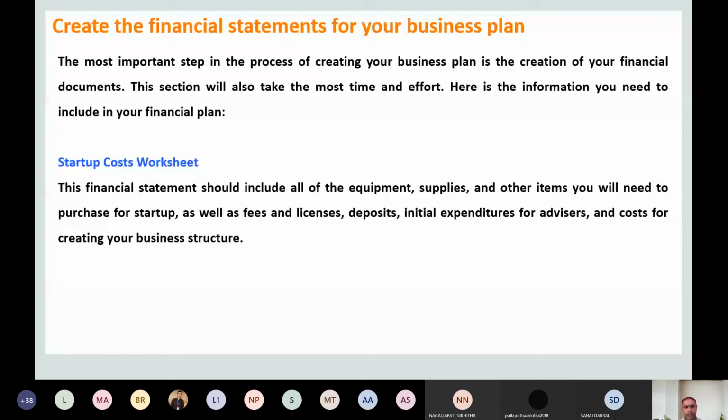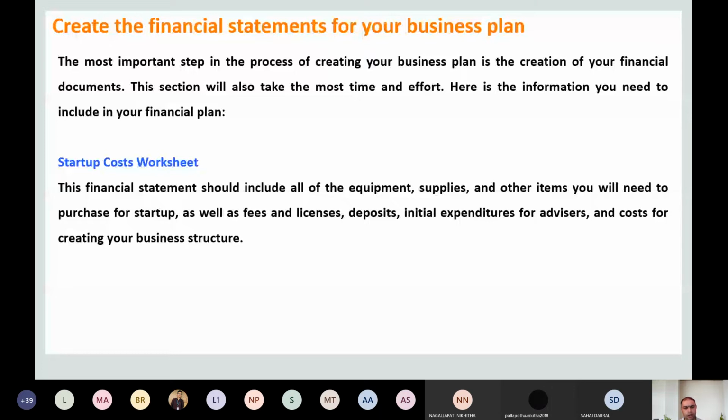You create an Excel sheet. You classify the items. You know what the equipment is, what the requirements of your equipment are, what supplies you require, what other items you require. All these things you list down. How much you have to pay for your license fees, how much you require to deposit, right? All these expenditures, how much you're going to pay your advisors, or what's the cost you're going to pay for each, or pay fees.